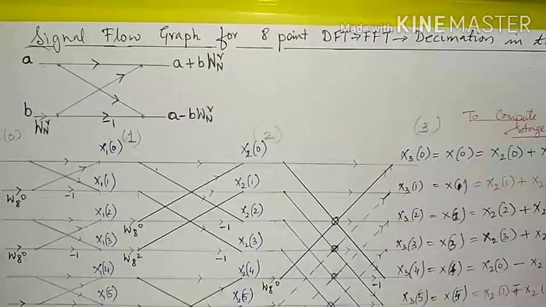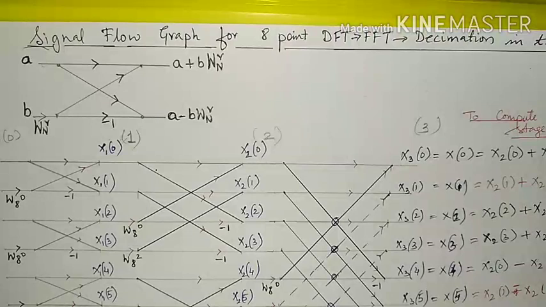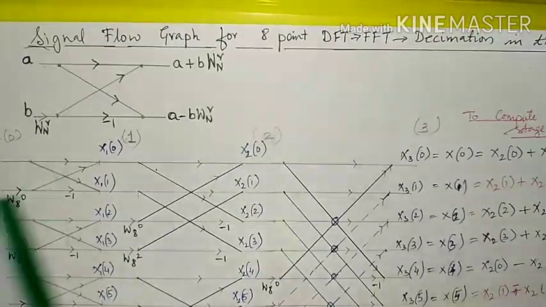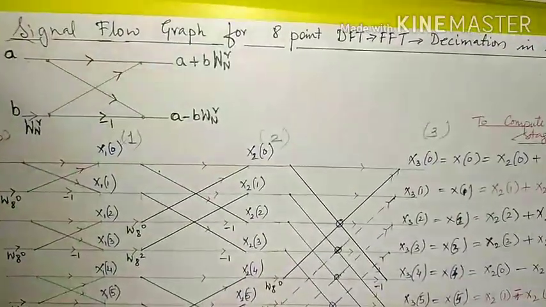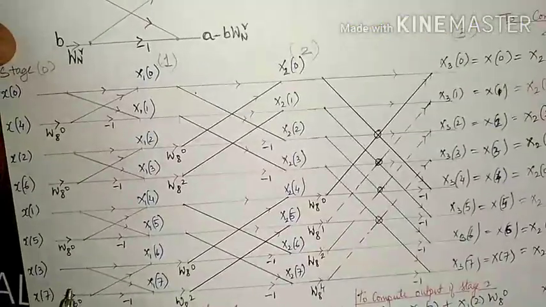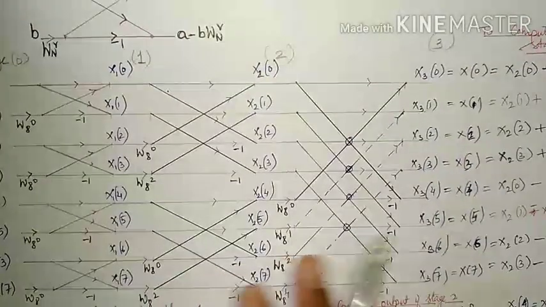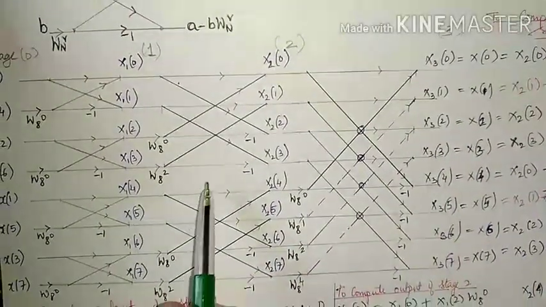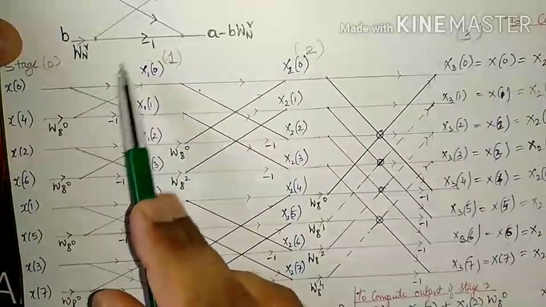Good morning. Last class we had discussed a problem on DIT FFT for 4 point, and at the same time I had shown you the signal flow graph for 8 point. So this is your 8 point signal flow graph. This is stage 0, stage 1, 2 and 3. So it is according to the butterfly diagram.